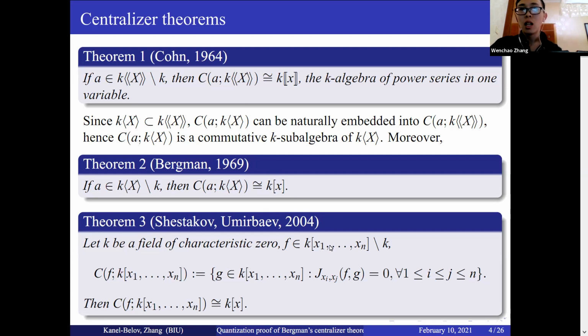The Jacobian is the partial of f with respect to xi, partial of g with respect to xj, minus partial of f with respect to xj, and partial of g with respect to xi.